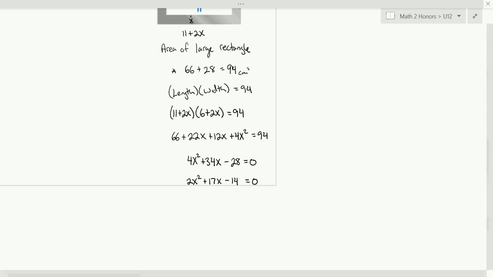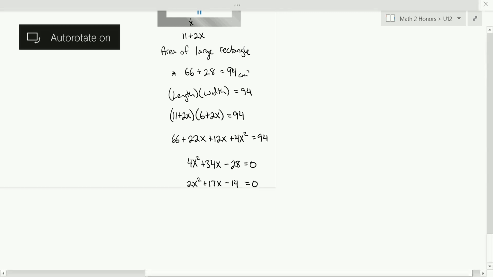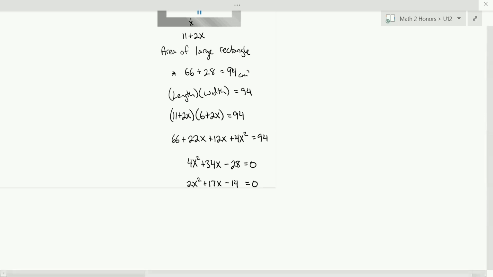So the first thing you want to do is clean up the equation. What I mean is multiply the 11 plus 2x times the 6 plus 2x. When you do that, you see that you have a quadratic, which is what our unit's on, right? We know it's quadratic because the highest power is 2 of x. And so then when you're solving a quadratic equation, you want to start by setting it equal to 0, putting it in order from highest power to lowest power.